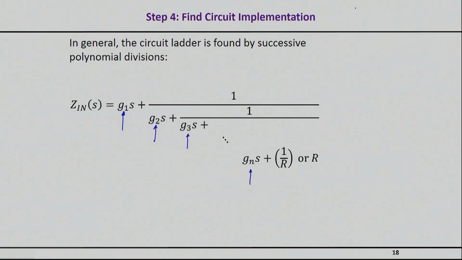So you're probably much better than I am in polynomial divisions. And at the end of the day, once you're done, you will end up with the very last polynomial division that will always include Gn times S plus either a resistance or a conductance. And the value that you will have there, this R, or 1 by R, will actually determine the required value of the load to implement the transfer function.